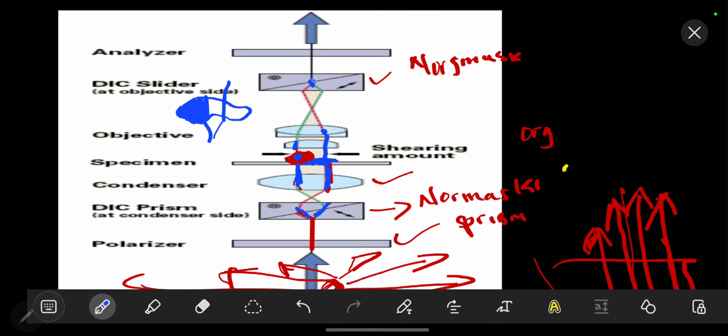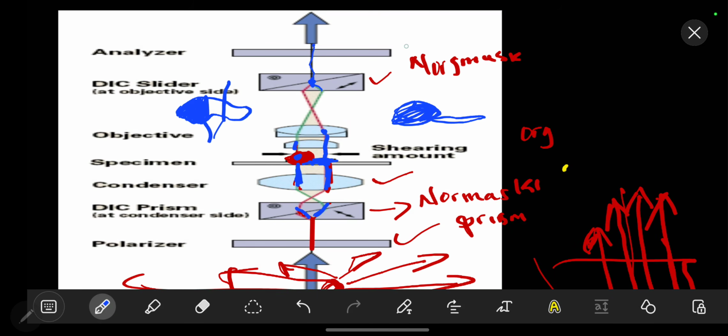When it recombines, it now has to pass through the analyzer. What our analyzer does is deal with the difference in the phases. At one point the specimen was thick, at another point it wasn't. Since the light rays have been combined, the analyzer is now able to convert this phase shift into intensity difference. By intensity, we mean the amount of light that you are going to see.